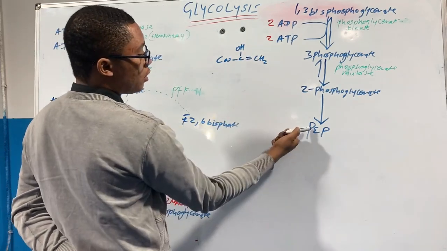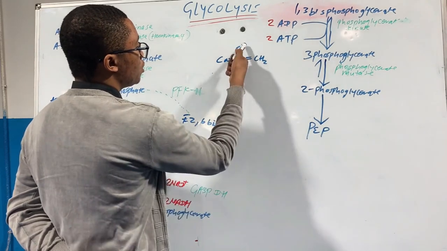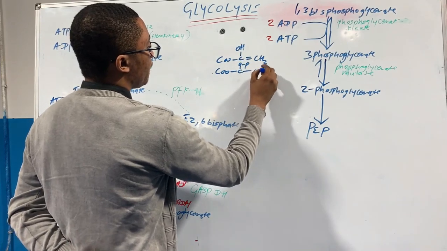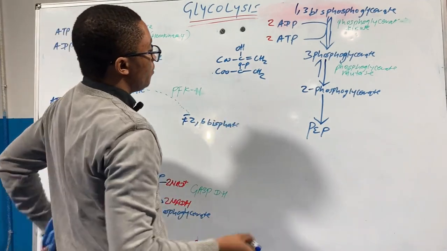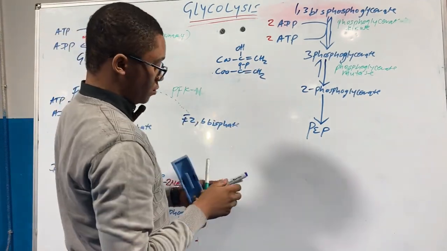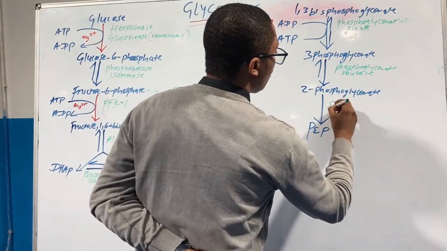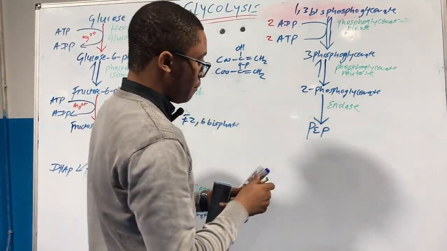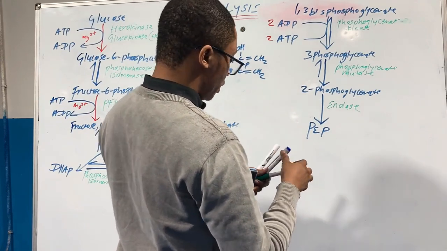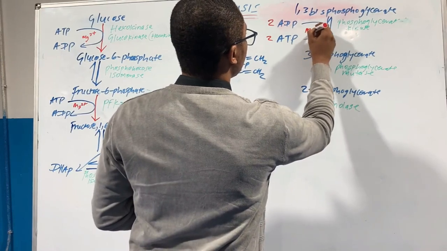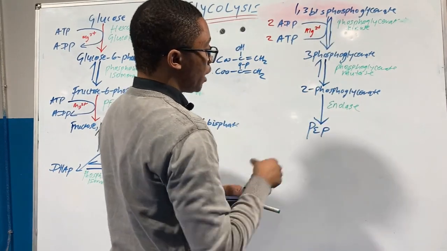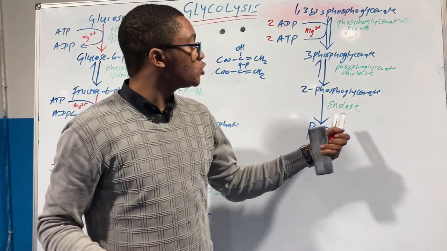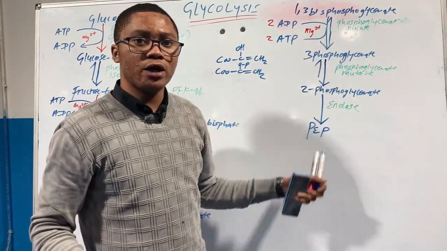Here the water is ripped off, and we have phosphoenolpyruvate. The enzyme that catalyzes this reaction is called enolase, and enolase requires magnesium ion. In the absence of magnesium ion, fluoride irreversibly binds to enolase, thereby preventing the process of glycolysis.